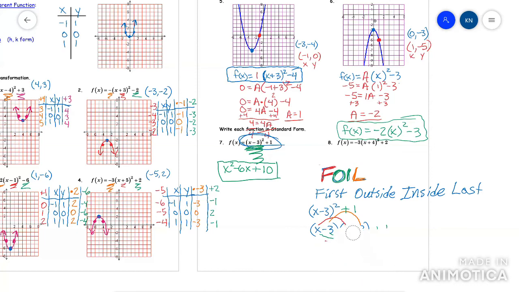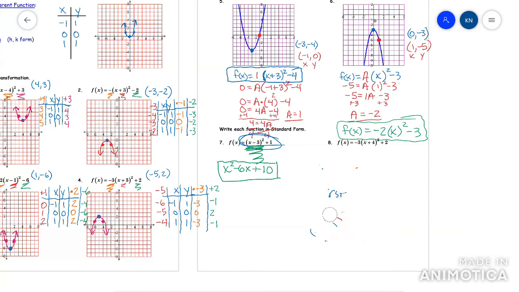Okay, the next one's a little trickier because they put an a value there. So you're going to have to FOIL this out, and then you're going to have to distribute a -3. So let me show you what I mean by this. Go ahead and focus on the FOIL part. So that's x plus 4 squared. X plus 4 times x plus 4. The first makes x squared. The outside makes 4x. The inside makes 4x. And the last makes 4 times 4, which is 16. Combine your like terms in the middle. This part becomes x squared plus 8x plus 16.